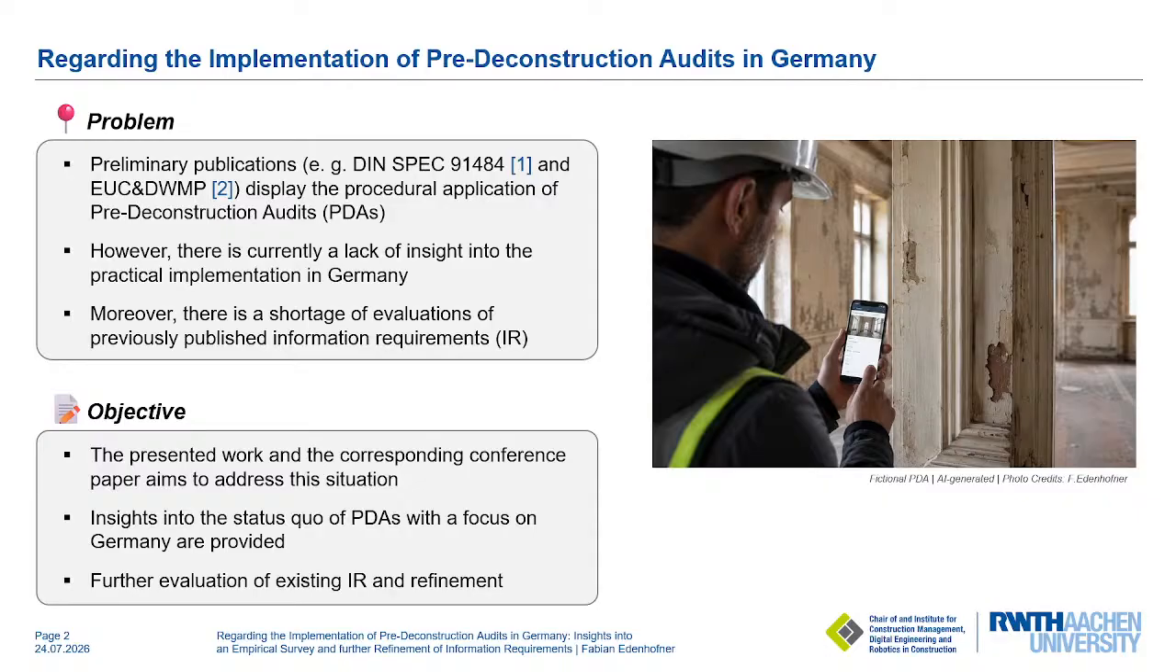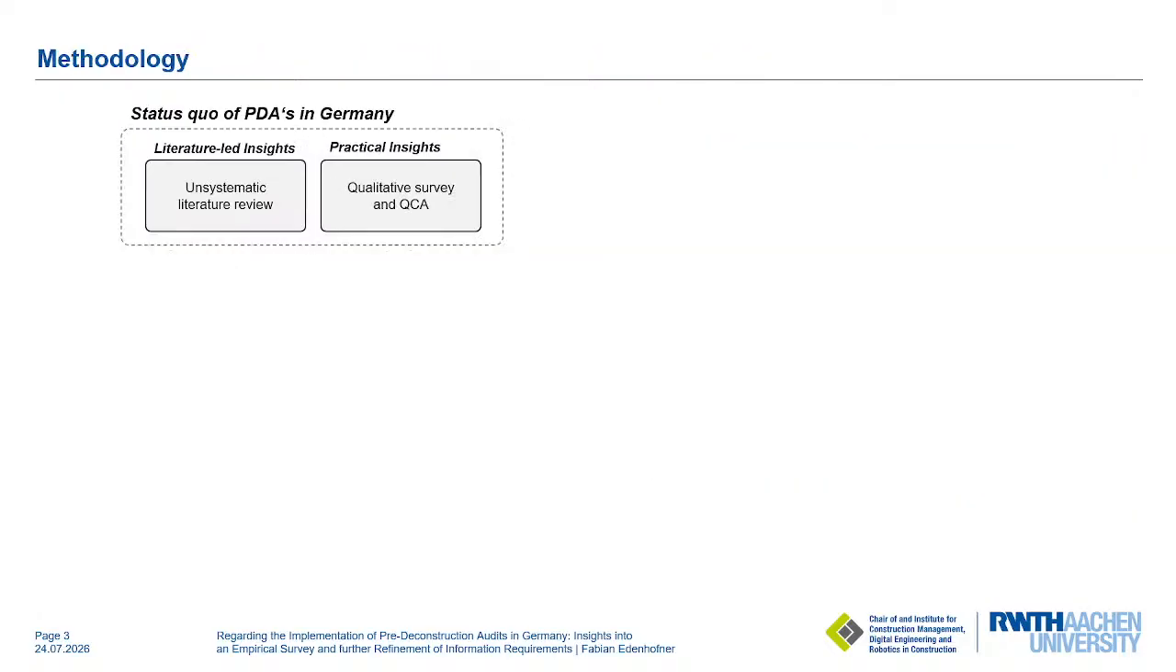In our research, you can find insights into the status quo of PDAs in Germany, and we also took existing information requirements, evaluated them, and further refined them. Regarding our methodology, we're giving a status quo of the PDAs in Germany, and we're doing this on the one side through a literature-based approach. We did an unsystematic review on purpose because there's almost no research literature about it right now. And we're giving an overview regarding the history of PDAs, and current developments in Germany and on an EU level.